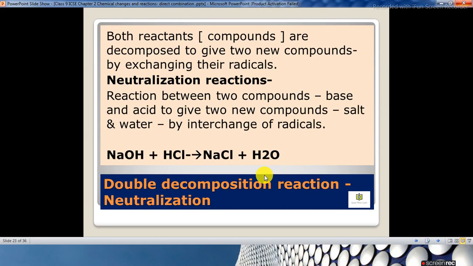Next comes the double decomposition reaction in which you have a neutralization. Now what is neutralization? Neutralization is the combination of an acid and a base. An acid combines with a base to form salt and water. It is a reaction between two compounds, base and acid, to give two new compounds, salt and water, by interchange of radicals. Both the reactants are decomposed to give two new compounds, and the radicals are interchanging here.